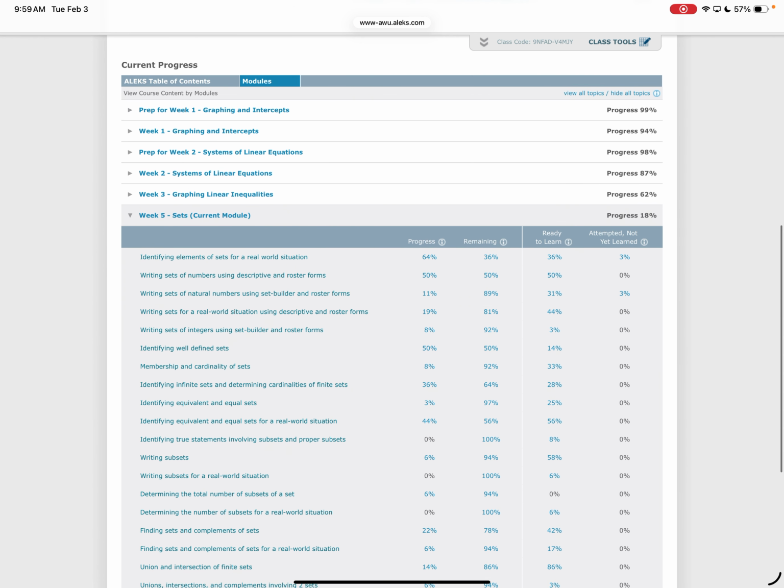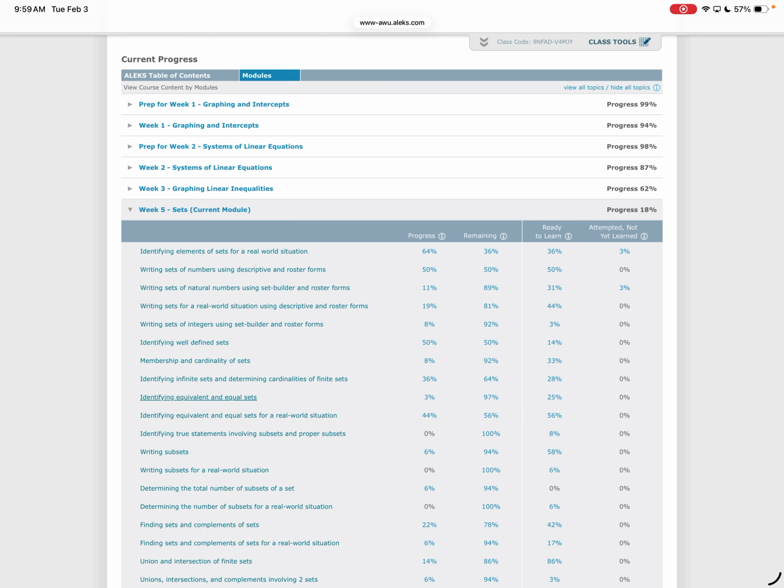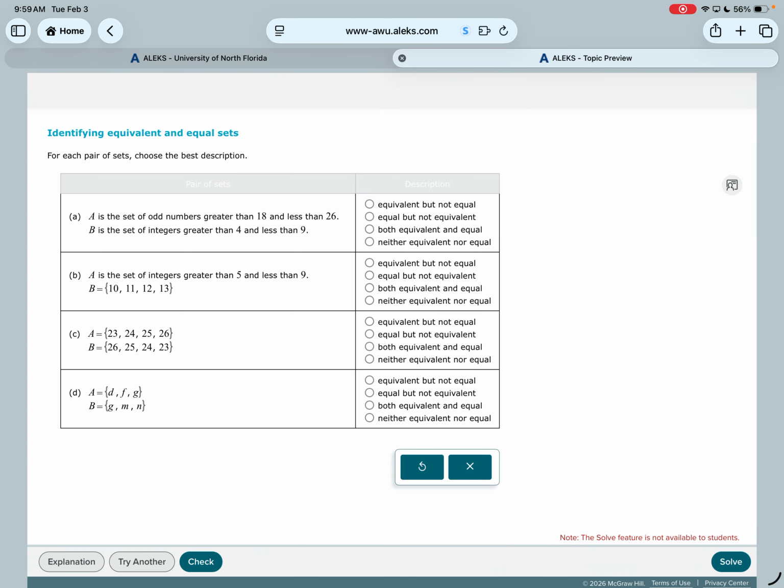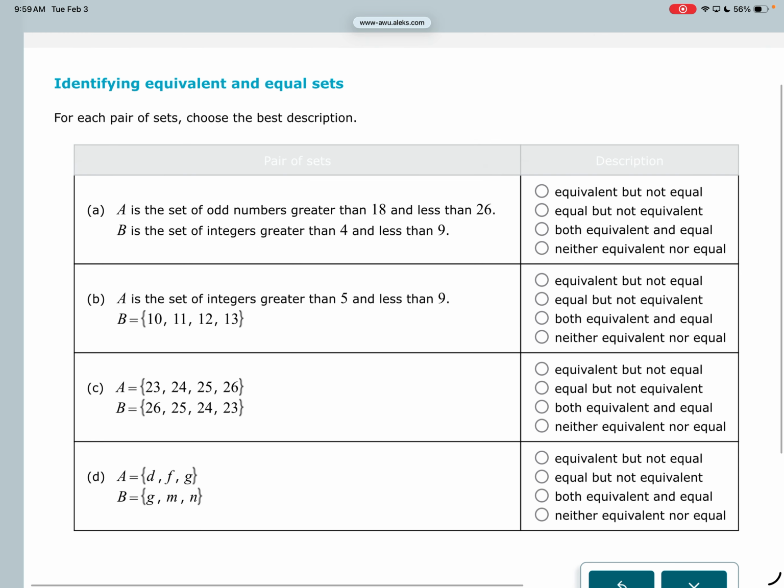All right, a couple more topics. I'll be about halfway done, so we finish the rest Thursday. So on these, you may need to write these out, but we can probably think about it. The set of odd numbers greater than 18 and less than 26. So 19, 21, 23, and 25. That's 4. 19, 21, 23, 25. Yeah. Okay, so that's 4.